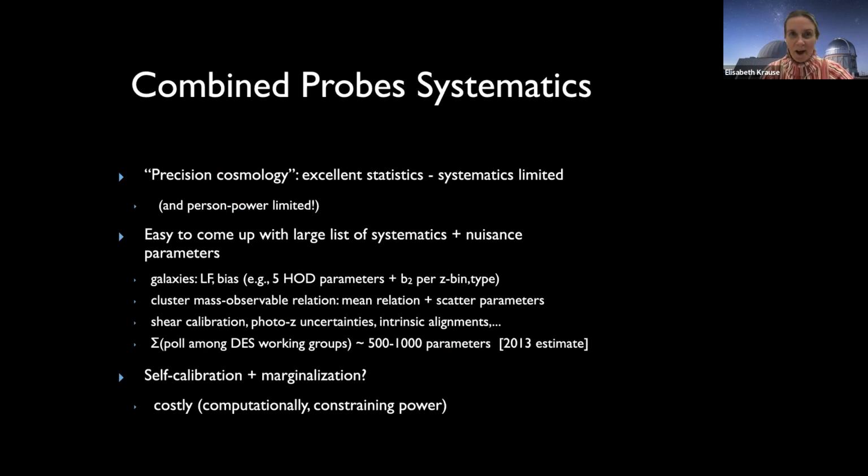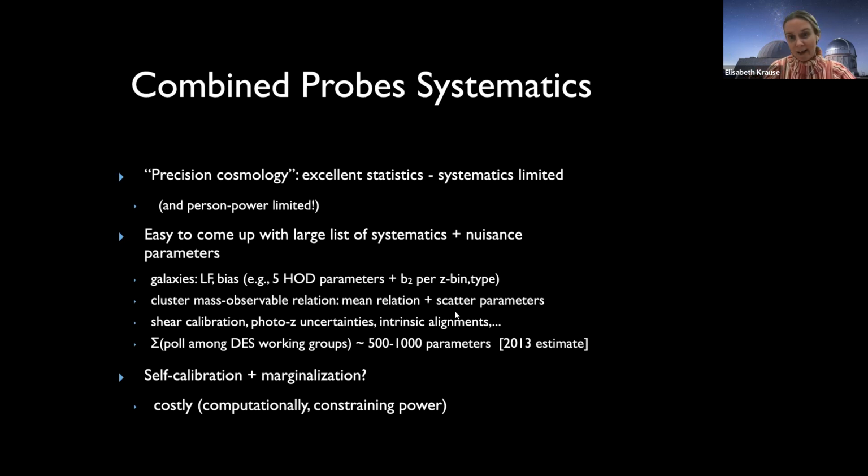So to get ready for that, we do have to talk about systematics, because excellent statistics will always mean that we're systematics limited, which is a challenge, but also an opportunity, because that really means that at this point we are person power and creativity limited. It is relatively easy to come up with a large list of systematics and nuisance parameters. The science then is in figuring out how to prioritize these and do these analyses in finite time.